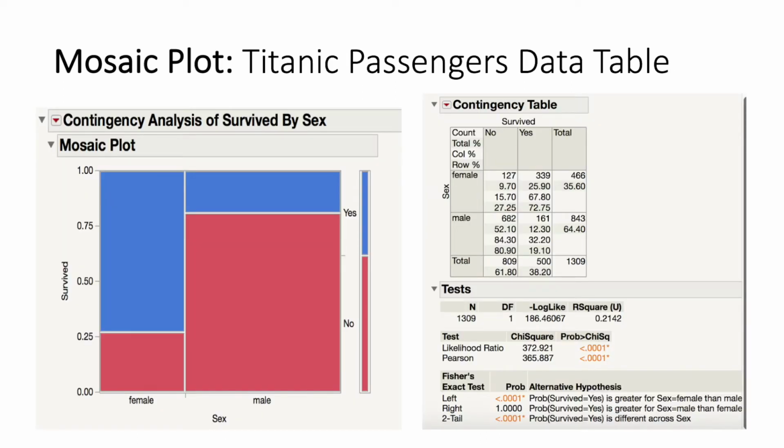The mosaic plot shows that most passengers were male, however, more females survived than males. In collaboration with the contingency plot, we can see that there were 843 males, 466 females, and 339 females survived, while only 161 males survived.